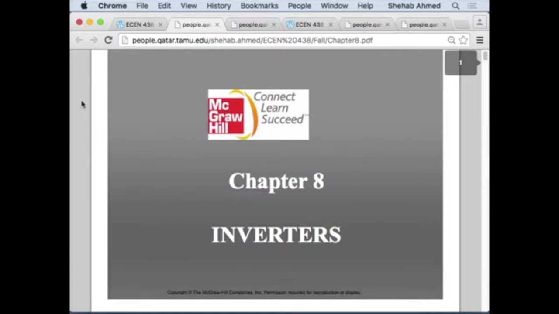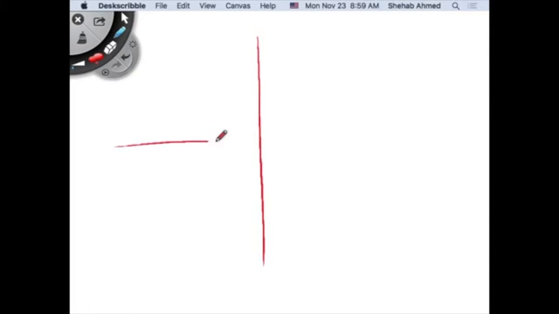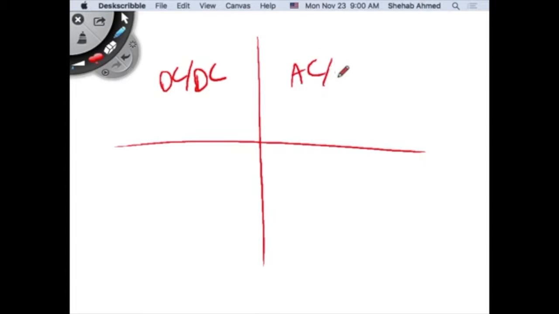Chapter 8 will be the inverters topic. So we have discussed so far, we discussed DC to DC converters. We discussed AC to DC rectifiers, right? We discussed AC to AC voltage controllers. I would not say power converters because there are many topologies. I think you guys are going to be exposed to a lot of the AC to AC converter topologies. There are many types that we will not discuss here, actually.